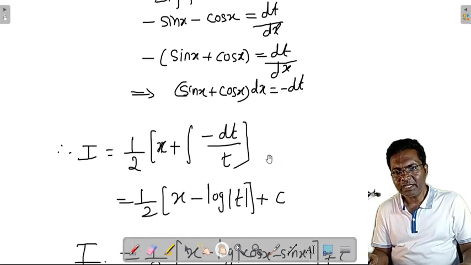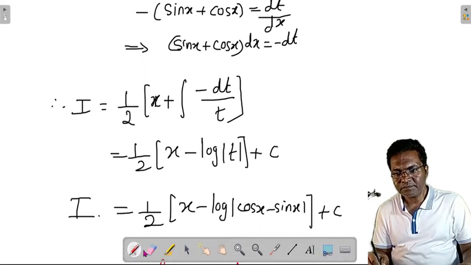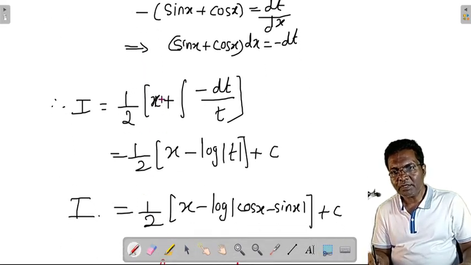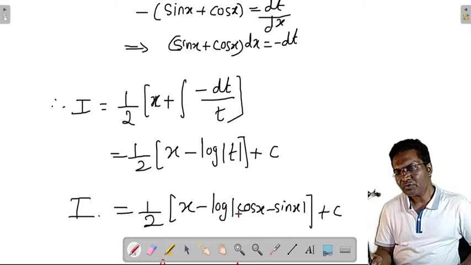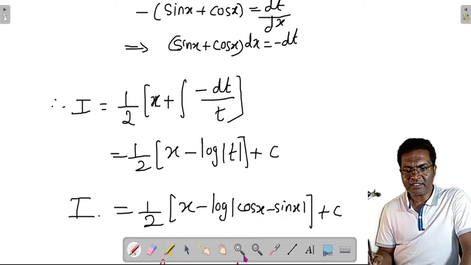Okay, so that is here 1 by 2 x. This is your integration of minus dt by t, minus as it is, integration of 1 by t is log t plus c, so t is cos x minus sin x.